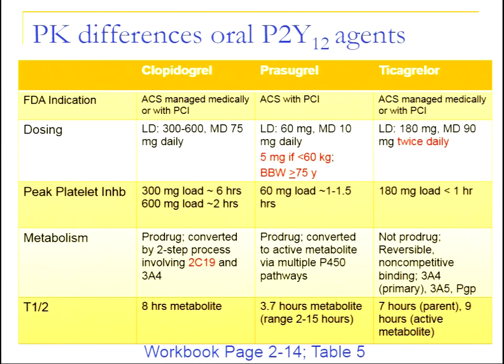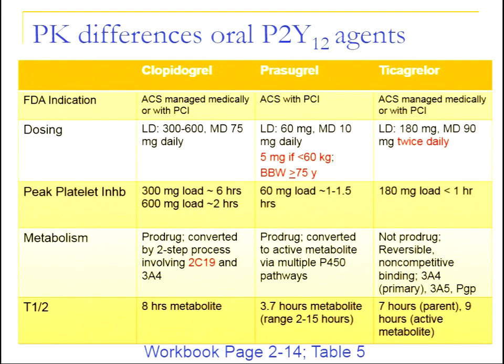Note that ticagrelor is given twice daily. And so when we talk about a patient who has adherence issues and they have received a drug-eluting stent, it becomes really important if we're going to choose a drug that's given twice a day versus once a day, because maintaining stent patency, or keeping that stent open, is very important, especially when we're counseling patients. It's very important for them to understand.